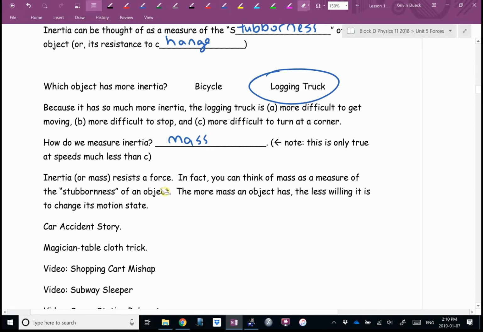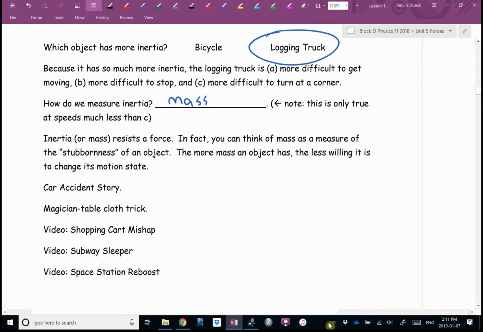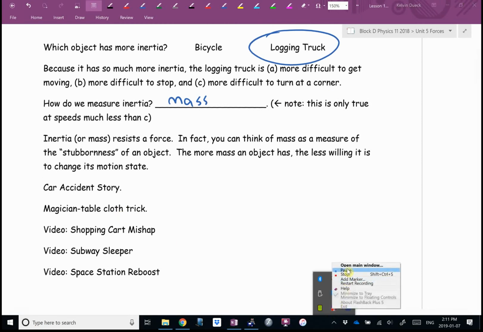Inertia or mass resists a force. That means objects with mass want to keep going in a straight line at a steady speed. I'm going to say that again, and you're going to fill in the blanks. Objects with mass want to keep going in a straight line, at a steady speed, okay? Or if they're at rest, they want to stay at rest. You can think of mass as a measure of the stubbornness of an object. The more mass an object has, the less willing it is to change its motion state.